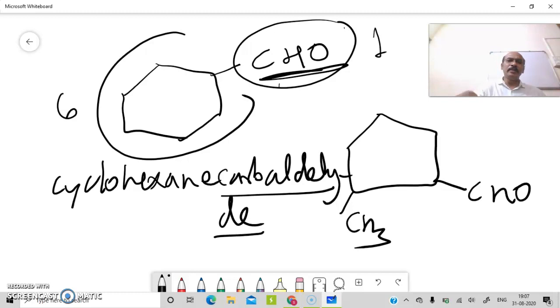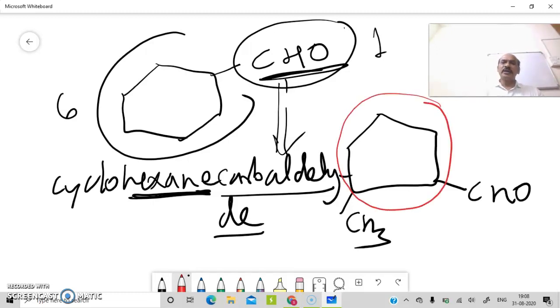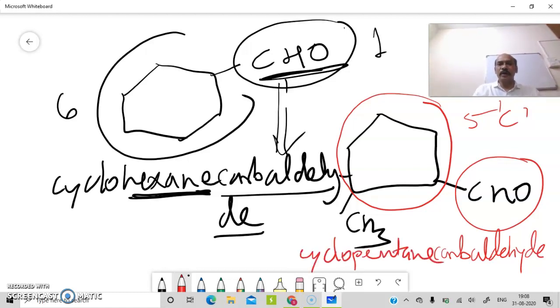That carbaldehyde itself gives information about the CHO group, about that one carbon, and the remaining 6 carbons are hexane, but in a cyclic manner, so cyclohexane carbaldehyde. Come to another example. Here there is an aldehydic group and this is a cyclic structure. In this there are 5 carbon atoms. It is an aldehyde group, so you will write carbaldehyde as the suffix. Now 5 carbons means pentane, but in a cyclic arrangement, so its name will be cyclopentane carbaldehyde.